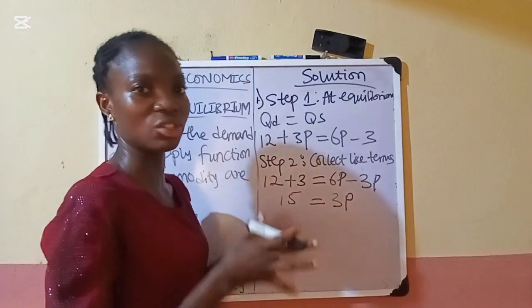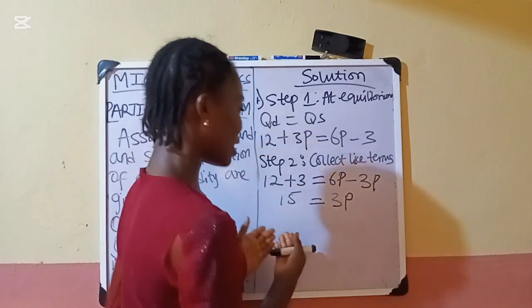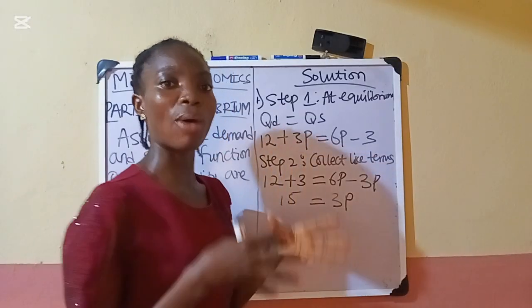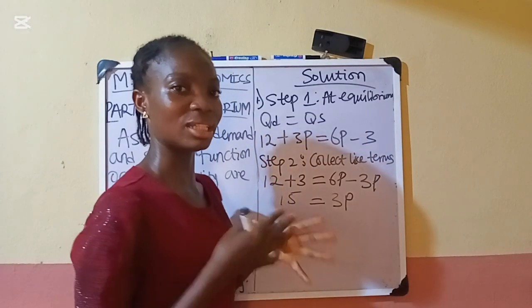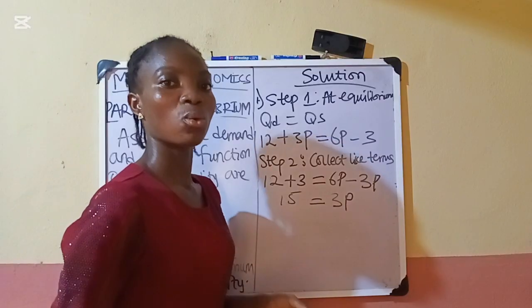Now we have gotten to this junction. Remember, we are looking for our equilibrium price. And now there is a number attached to our p, which is 3. So for our p, which is the equilibrium price, to stand alone, we have to divide both sides by the coefficient of p, which is 3.